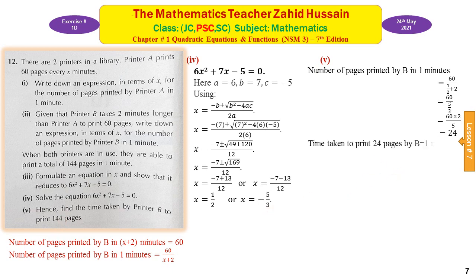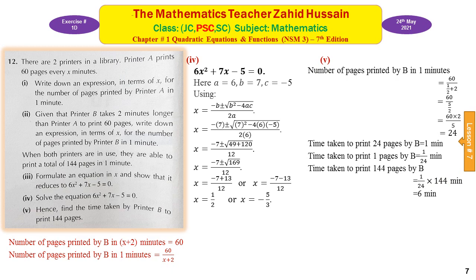So again we will use unity method. Time taken to print 24 pages by printer B is 1 minute. Time taken to print one page is 1 over 24 minute, and time taken to print 144 pages by printer B will be equal to 1 over 24 multiplied by 144. Dividing 144 by 24, we will get 6 minutes. So the total time taken by printer B to print 144 pages is 6 minutes.